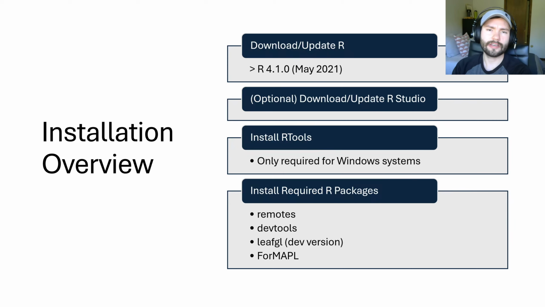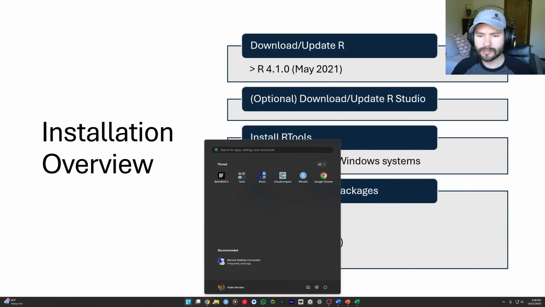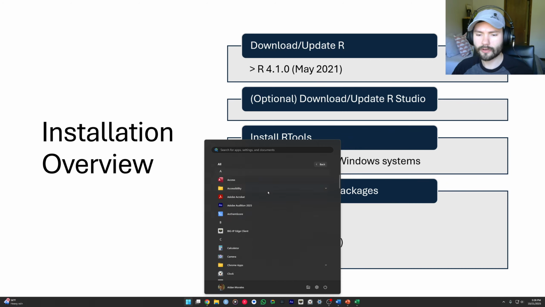Hello, in this video we'll be going over installing ForMAPL and its required dependencies such as remotes, DevTools, and LeafGL using RStudio. So let's go ahead and hop into this. If you're in Windows, we can press the Windows key, browse to all of our apps, and find RStudio. Let's go ahead and open that up here.